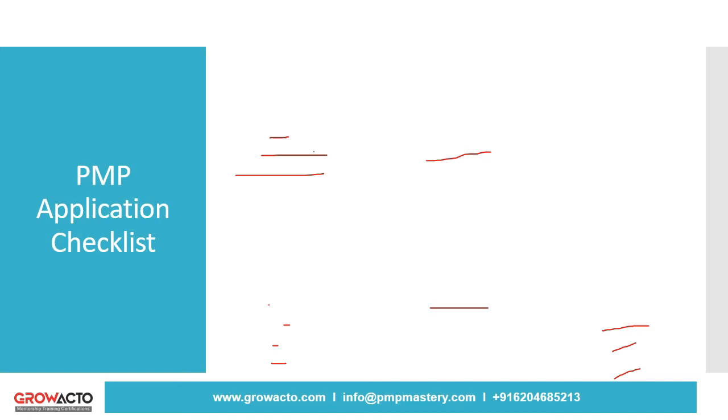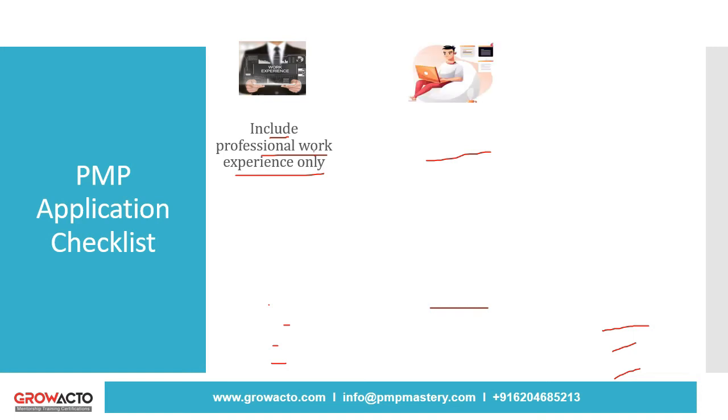Now let's say you have filled in all 4 sections. Go through the checklist. Here I am going to give you 6 checkpoints. First checkpoint, make sure you have included professional work experience only. There is no personal experience you should mention while filling in the project description. Second checkpoint, guys, include non-overlapping project experience. So make sure there is no overlapping experience included while counting the project duration.